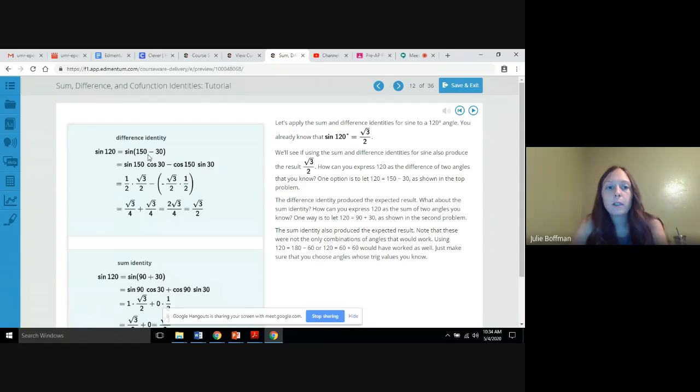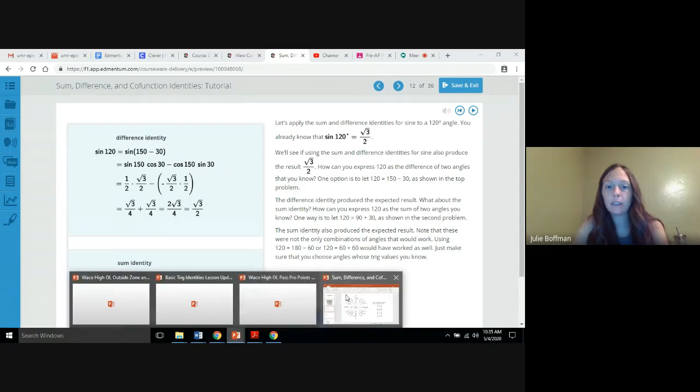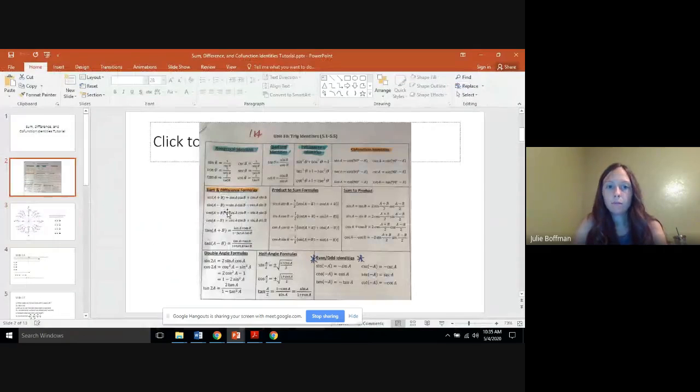Since we broke it up to be subtraction and it's sine, we are going to be using the second sum and difference formula. So we're going to do sine of the first angle times cosine of the second angle minus cosine of the first times sine of the second.